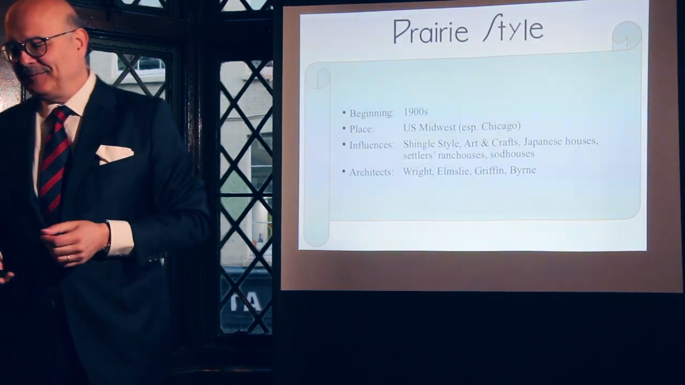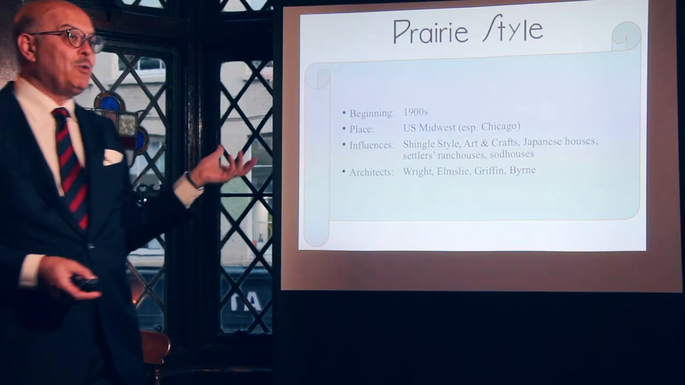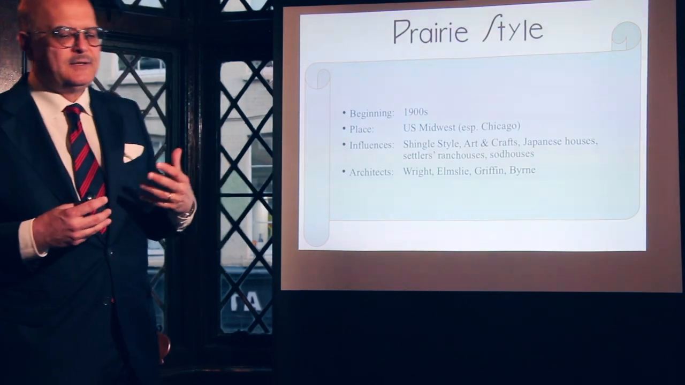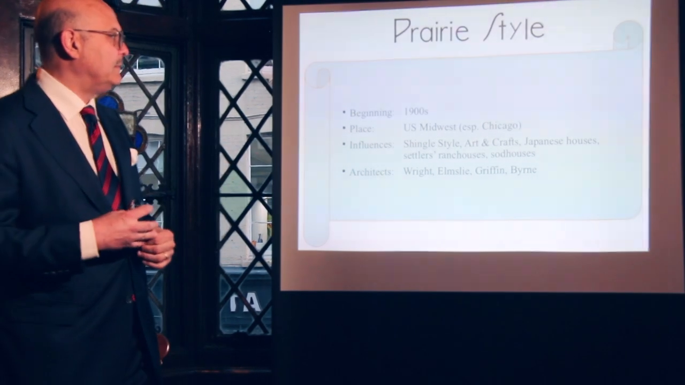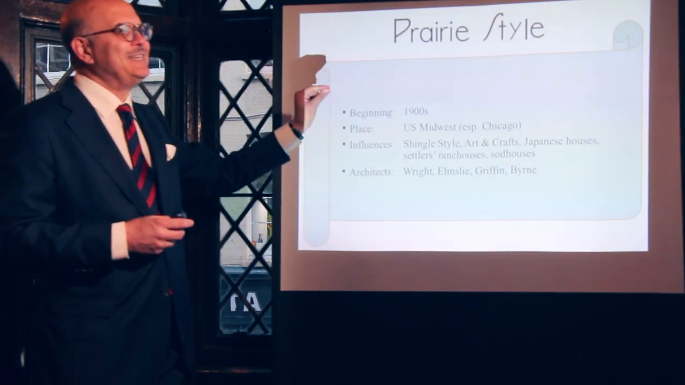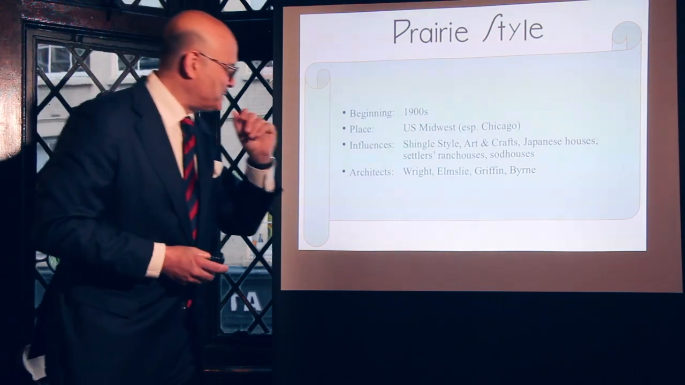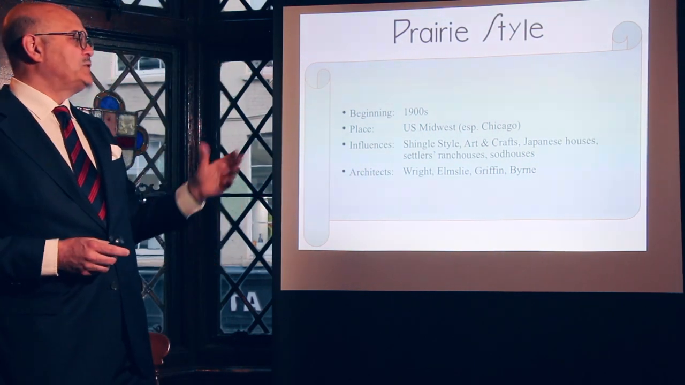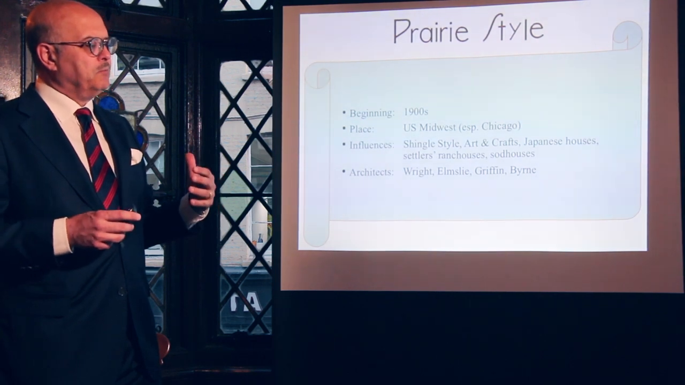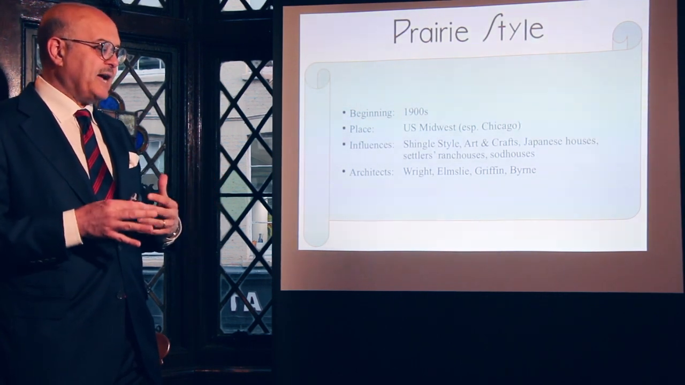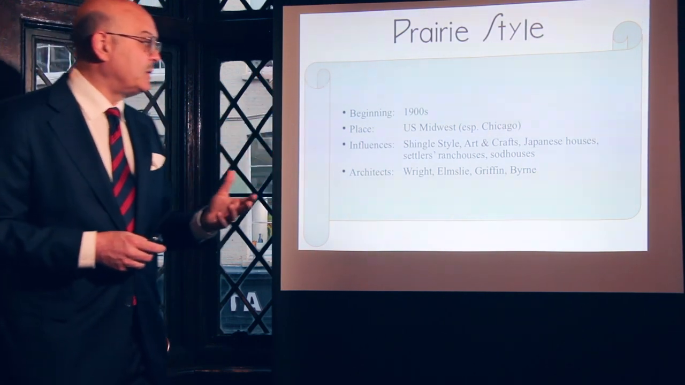Now, the prairie style, the last one we're going to talk about tonight, again in the US, again in the Midwest, which is much less tradition bound, is much more American and less European. This actually begins in the early 1900s, but there was so much stuff in the 20th century I thought I'd put it into this part. It was influenced by a number of modern or artistic interpretations of vernacular styles, like the shingle style, arts and crafts, Japanese houses very much so.